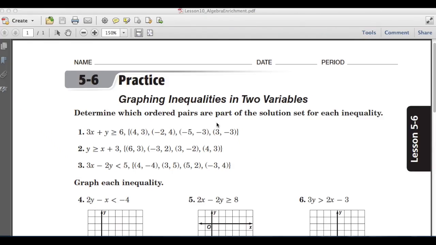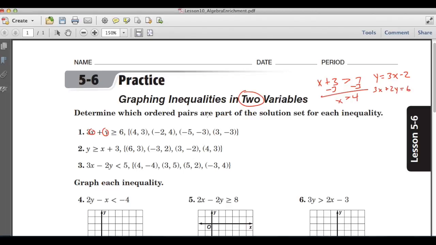For lesson 5-6 practice, we're going to be graphing inequalities with 2 variables. So it's going to be a little bit different than what we were doing before. So we have x plus 3 is greater than 7, minus 3, x is greater than 4. Now we have 2 variables, just like we do when we're graphing equations like y equals 3x minus 2 or 3x plus 2y equals 6. So this is going to be a little bit tougher since we really didn't go over this, but pay attention to the examples that I show you and then try a few on your own.